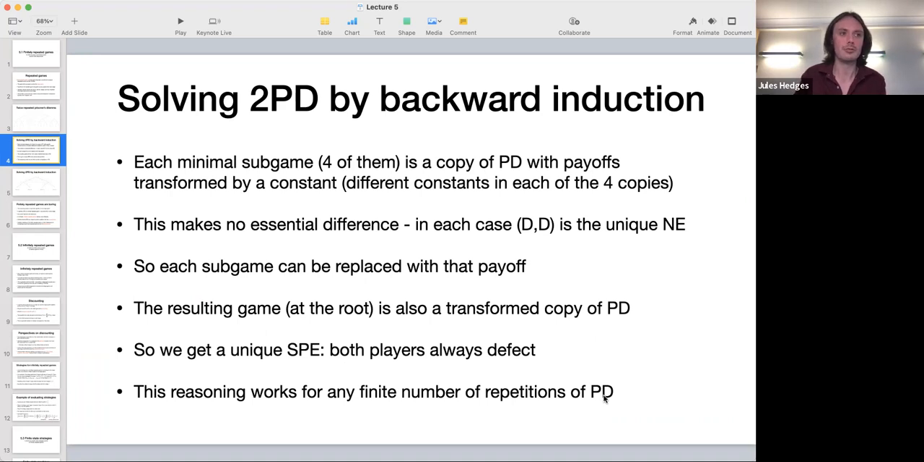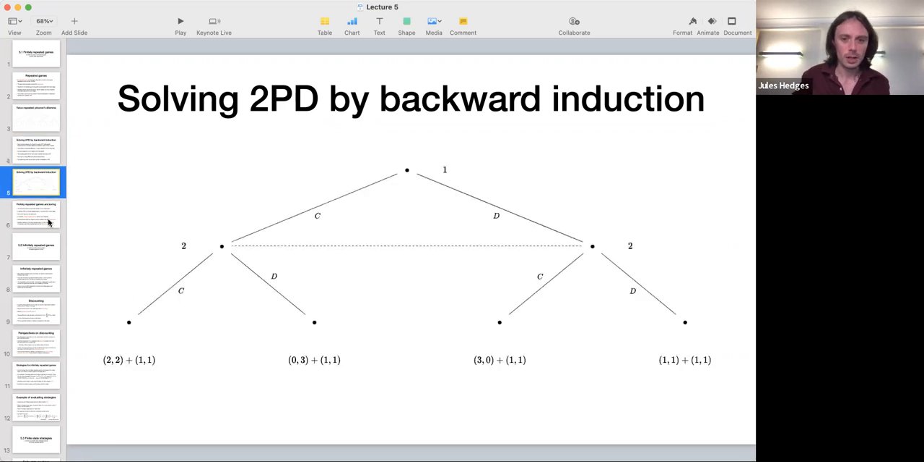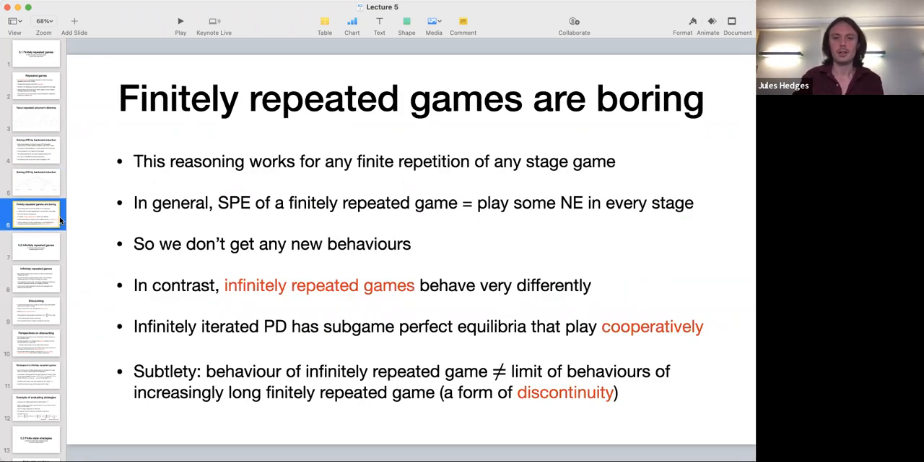What's happening here is extremely similar to what happens in the centipede game. It's a kind of paradox of backward induction, that as long as you have a finite game with a determined endpoint, backward induction says that the players are going to work backwards from the end and eliminate things that won't be rational later. Okay, so the conclusion we reach is basically that finitely repeated games are boring.